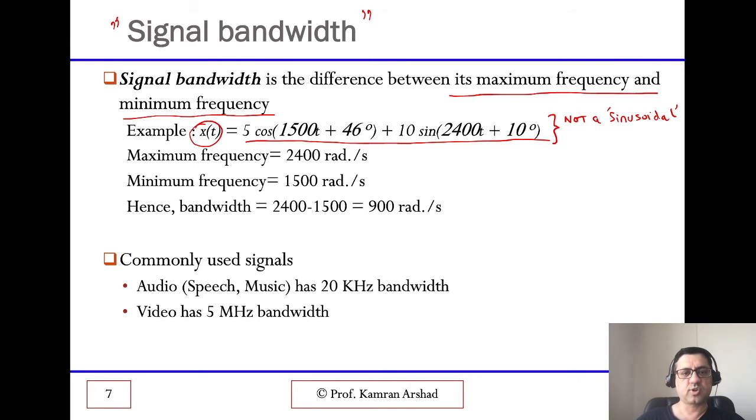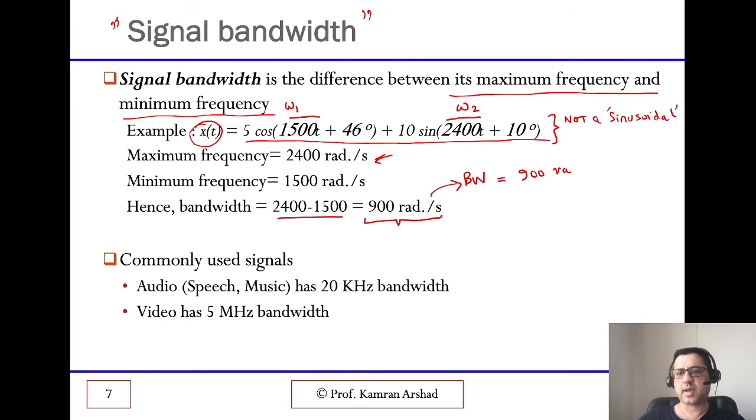This is the first frequency of my signal, let's say I call it omega 1, 1500 radian per second. This is the second frequency of my signal, omega 2, which is 2400 radian per second. So the minimum frequency here is 1500 radian per second, and the maximum is 4400 radian per second. We take the difference, and this is 900 radian per second. So 900 radian per second is your bandwidth in radian per second.